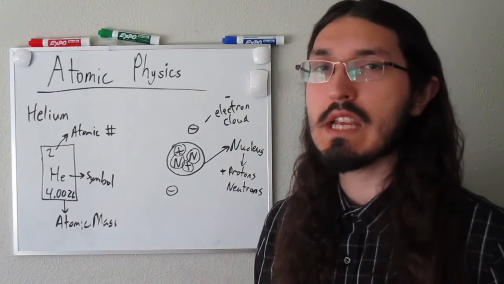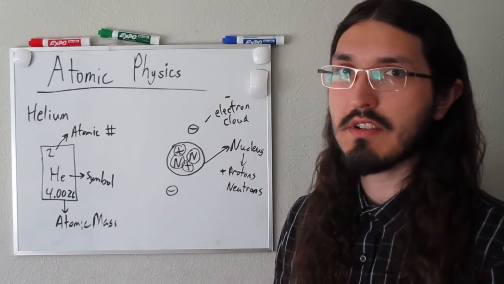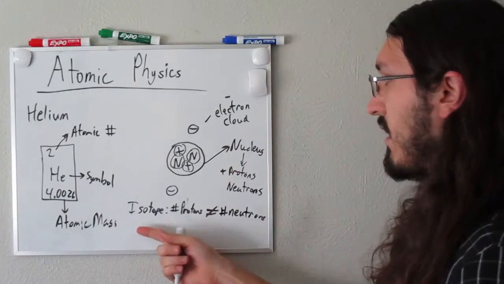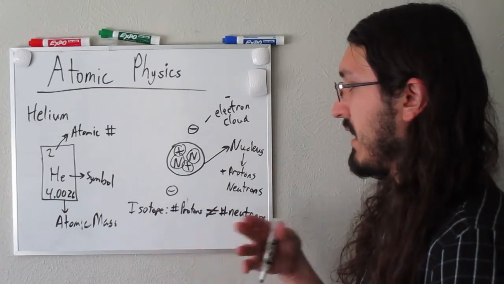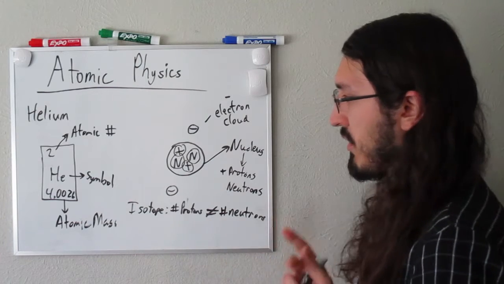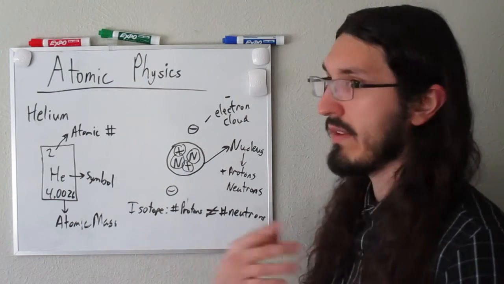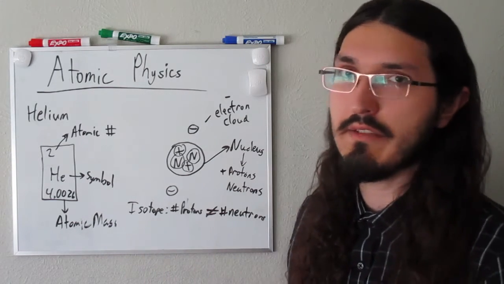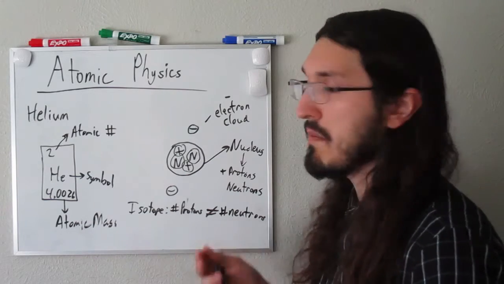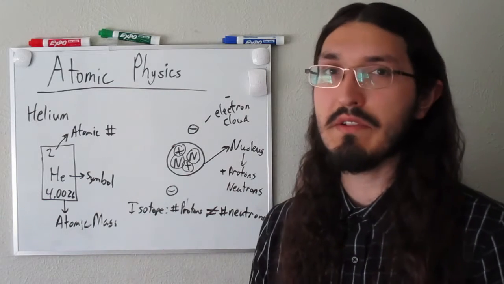Atoms that don't have the same amount of protons as neutrons are called isotopes. So here I've written that out here. An isotope is an atom where the number of protons does not equal the number of neutrons. And these are typically more radioactive. They break down more easily than a regular atom. We'll talk more about isotopes and radioactivity tomorrow when we talk about nuclear energy.